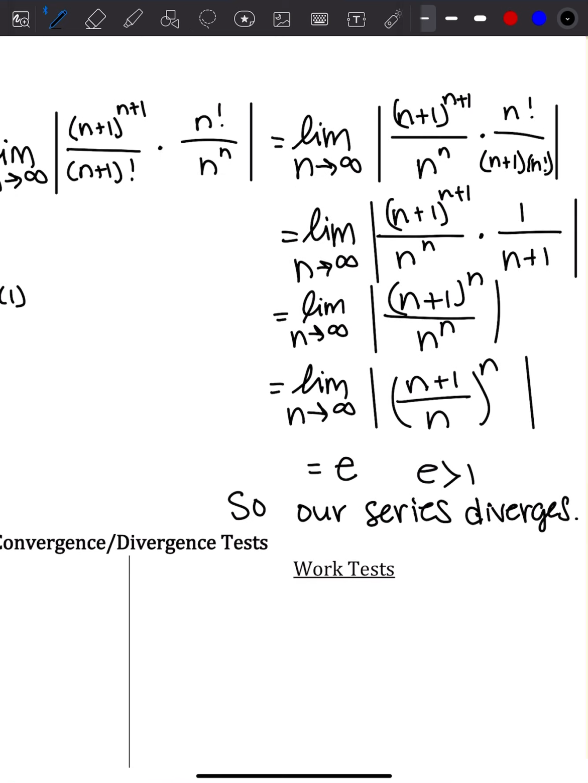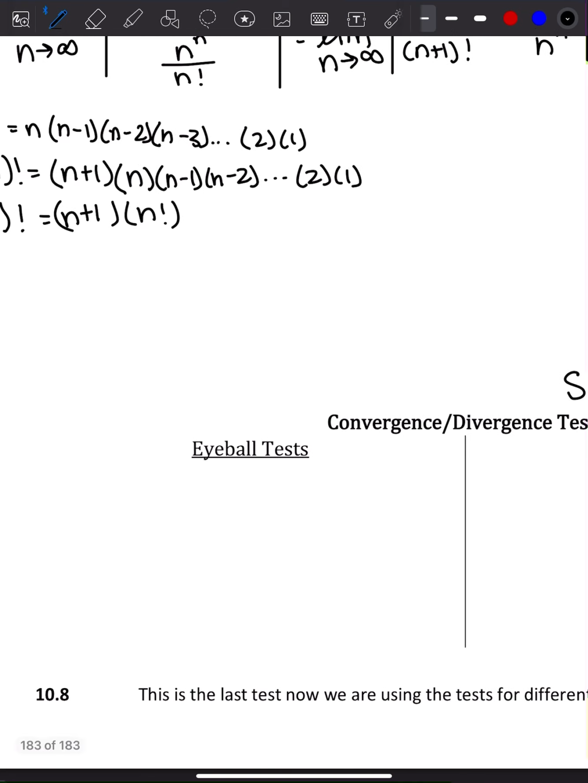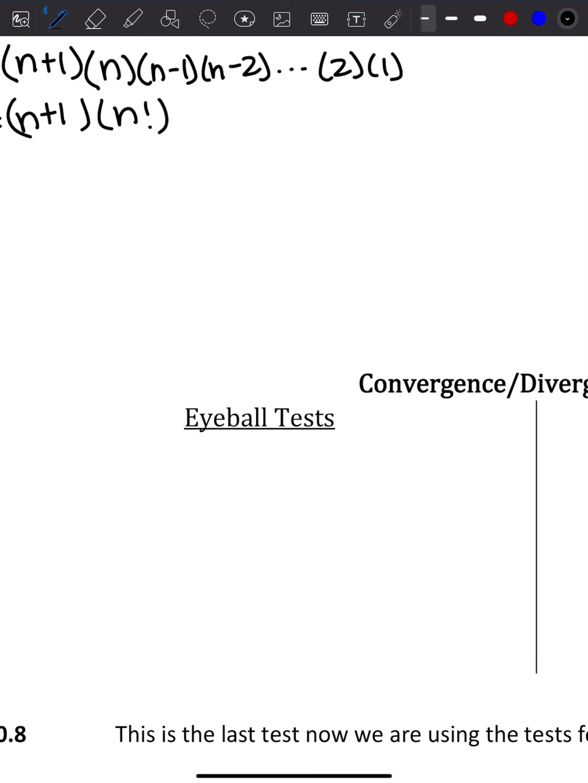This last part here is what we call eyeball tests versus work tests. Work tests are where we have to do work. For instance, the ratio test is a work test because you have to do work to figure out what's going on with it. Versus eyeball tests, where we can look at a series and decide what's going on with it. Some of our eyeball tests are geometric series.